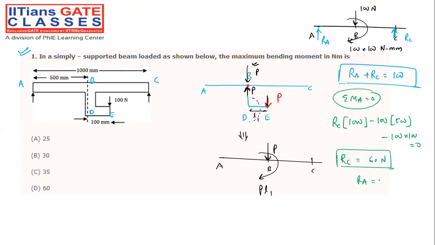What about the RA value in that case? 40 Newton, right? You can check it out afterwards. You will be getting the 60 Newton as well as the 40 Newtons. You start calculating the bending moment at point A: 0, because there's no distance value.